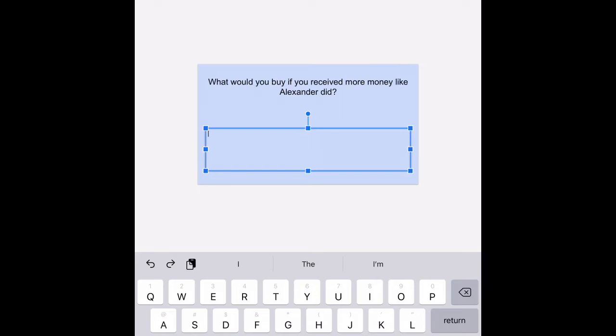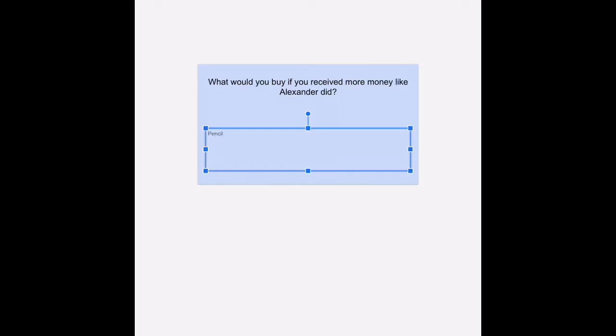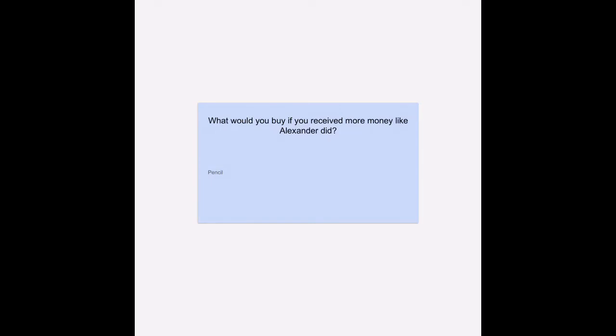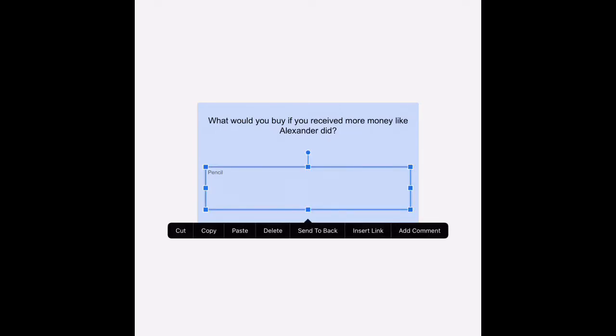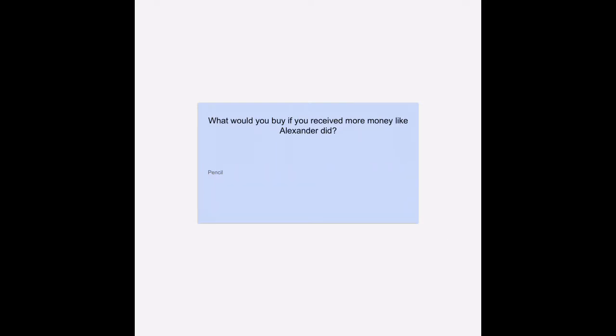What am I going to buy? I'm going to buy a pencil. And then at the top, you can see when I was there, there's a check mark at the top left. You can click this, it saves it. Also, when you click on the next slide, it saves it.